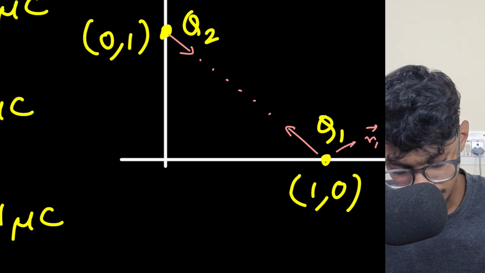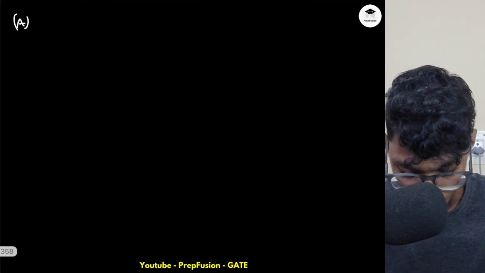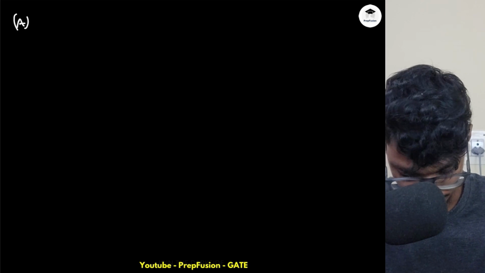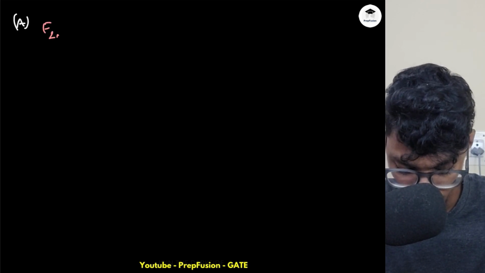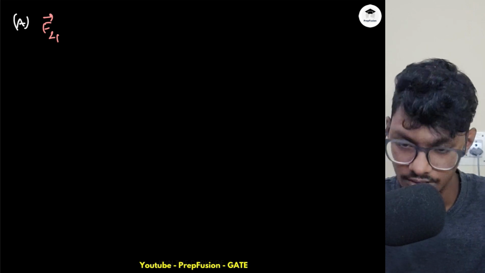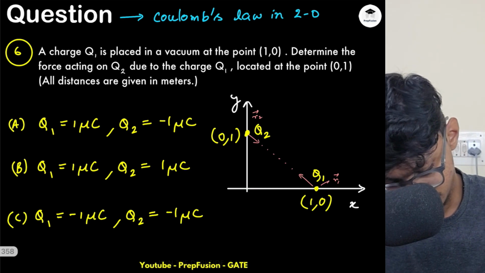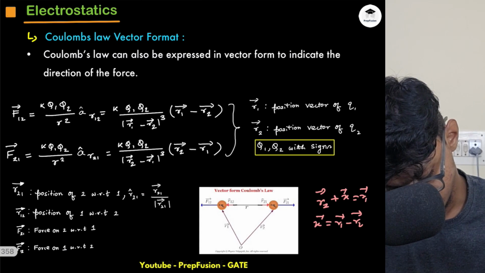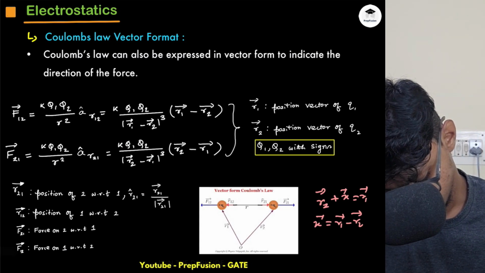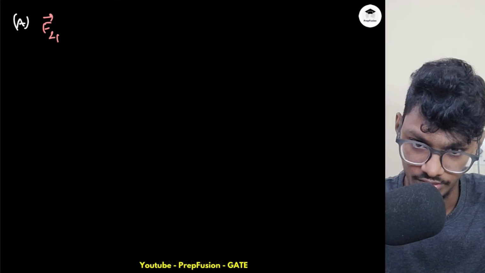How will I write this in vector format? The force on 2 due to 1. No need to remember all these notations, you can do this blindly as well, but still I will do this. What is it asking us? Determine the force acting on q2 due to charge q1. So the force on 2 with respect to 1 will be what?